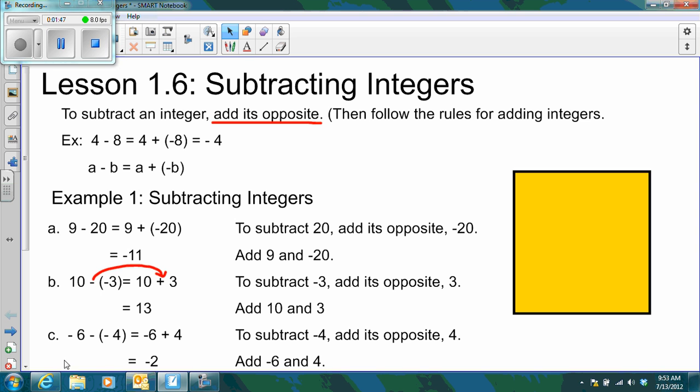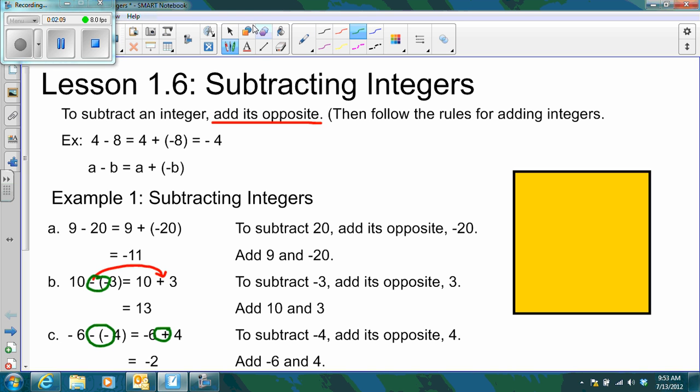And the last example is, what if we had a negative number minus another negative number? Well, here again, we have these two together, which is going to become a plus sign. So negative 6 plus 4 equals negative 2.